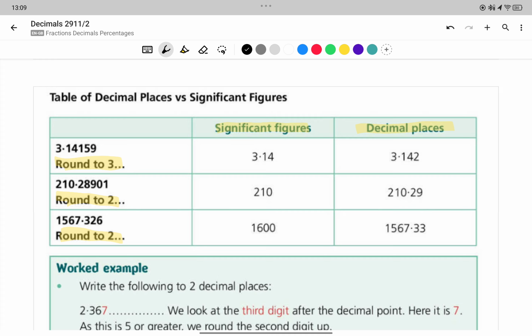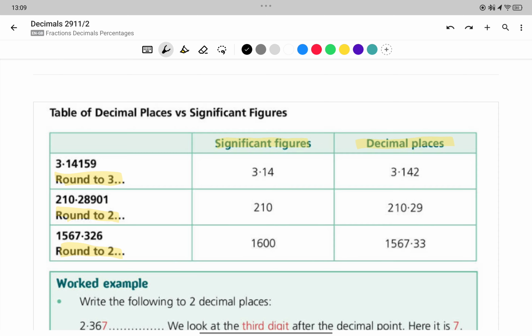So the first one, to 3 significant figures, you want to look and keep this much of it. So you look at that one. Is 1 smaller, bigger than 5? It's smaller. So that's to 3 significant figures. And then decimal places is different, where we only care about what happens after the point. Is that 5 or more? Yes. So that's why it's changed to a 2 at the end. And that's 3 decimal places.